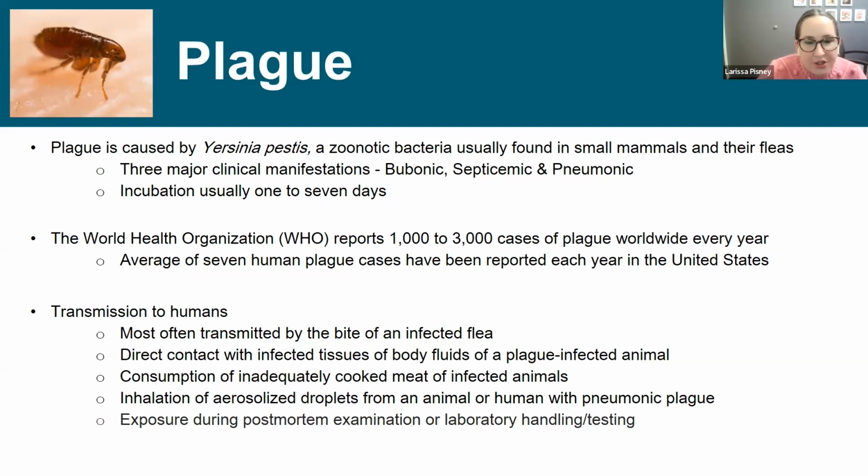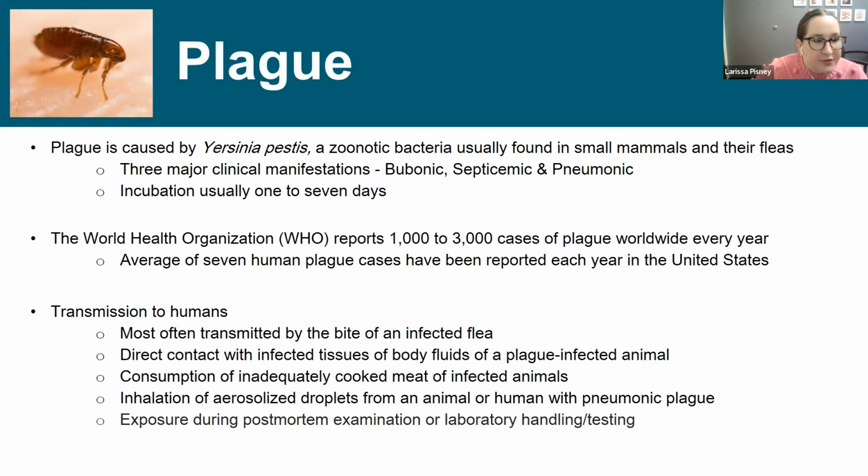There are three major clinical manifestations: bubonic, septicemic, and pneumonic plague, but there are some other manifestations that have been described as well, and incubation is usually 1 to 7 days. The World Health Organization reports about 1,000 to 3,000 cases of plague worldwide every year. And in the United States, on average, 7 human cases have been reported. The range has been about 1 to 17 over the last period of time.